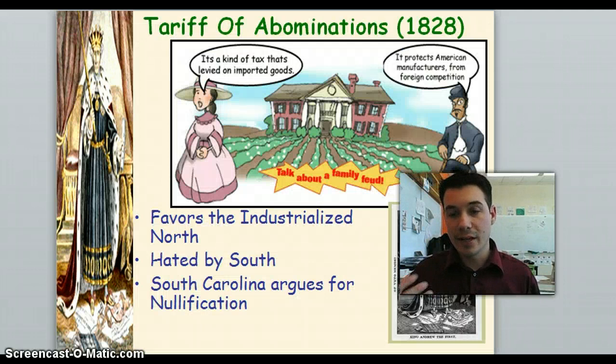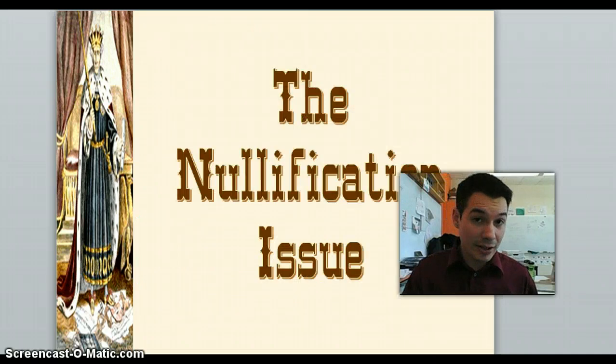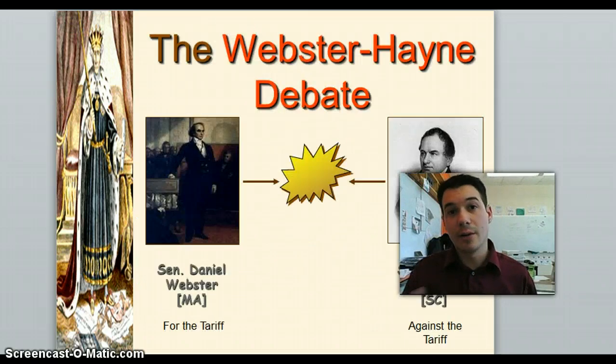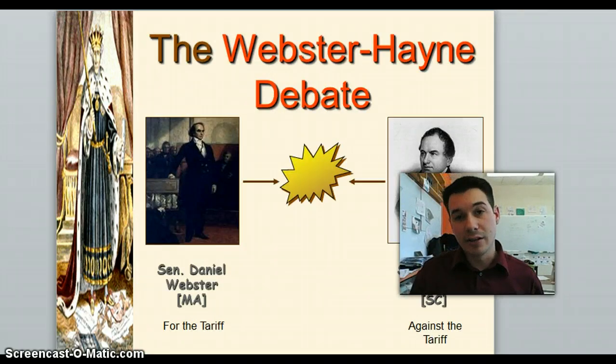So the Tariff of Abominations overall favors the Industrial North, it's hated by the South, and South Carolina argues for what we call nullification. Now, this whole issue of nullification comes to a head in the Webster-Hayne debate. Senator Daniel Webster from Mass goes up against Robert Hayne from South Carolina. Again, Massachusetts being from the North, we obviously were for the tariff. Makes business go through the roof. The South was against it.